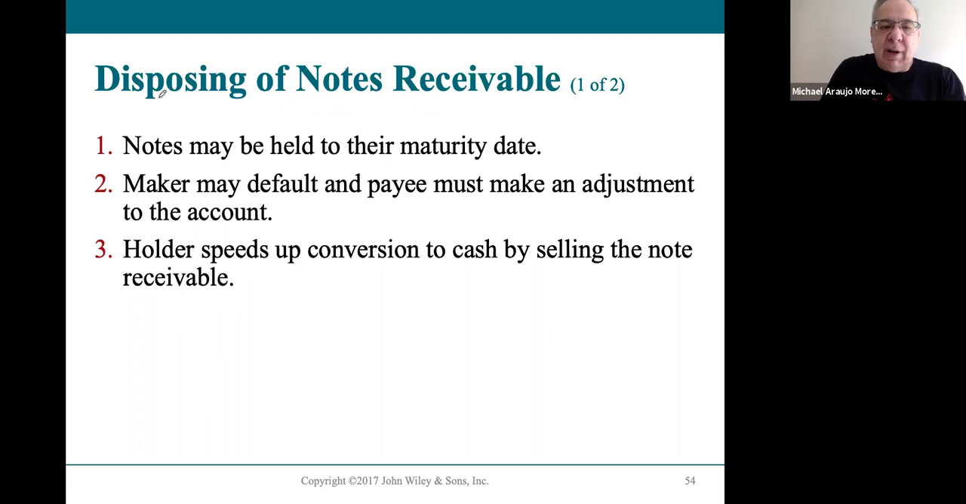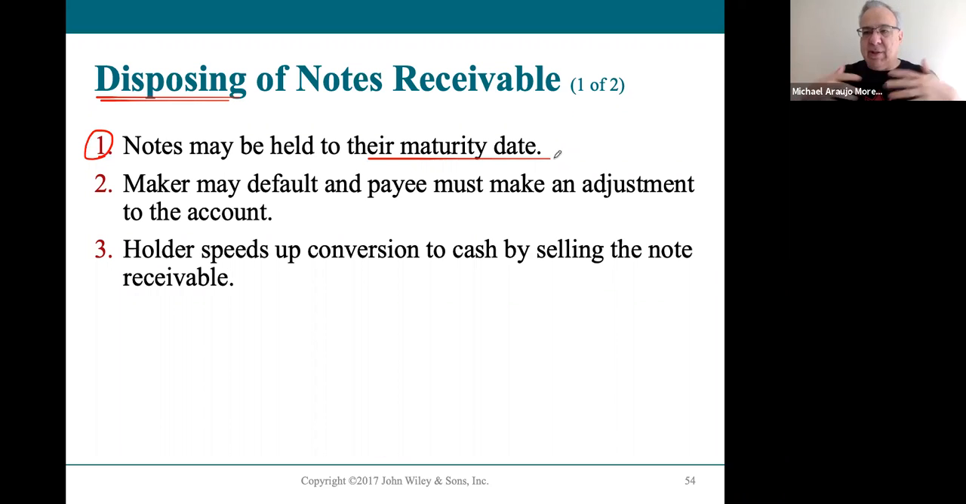Notes receivable are disposed, and this is not exactly what we would say. We normally use the word dispose as throwing something away, but disposing a notes receivable in accounting talk could mean one of three things. One is the note is held until it's actually due and it's paid. So therefore it's disposed. Done. We're done with it. So that's ideally what happens to notes receivable.